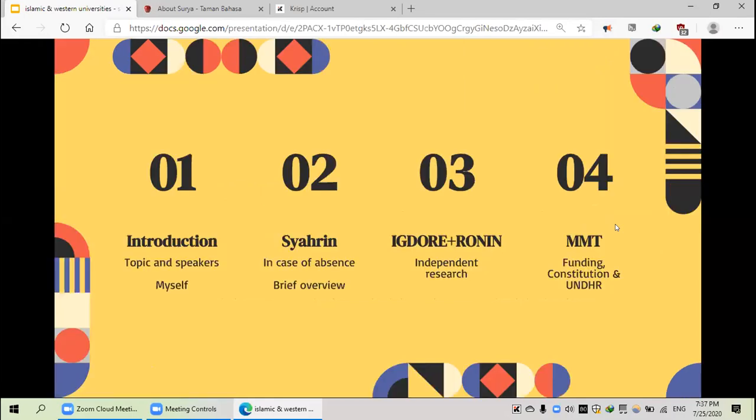We're going to have four main subtopics. First, introduction, a bit on Prof. Syahrin, and then I'm going to share some information about ICDOR and RONIN, two institutions for independent research, which I think is a good direction for any higher education institution today. And last but not least, the issues of funding. As you know, research, scholarship, and scientific activities require lots of funding, and this is where I think we are at a loss the most today.